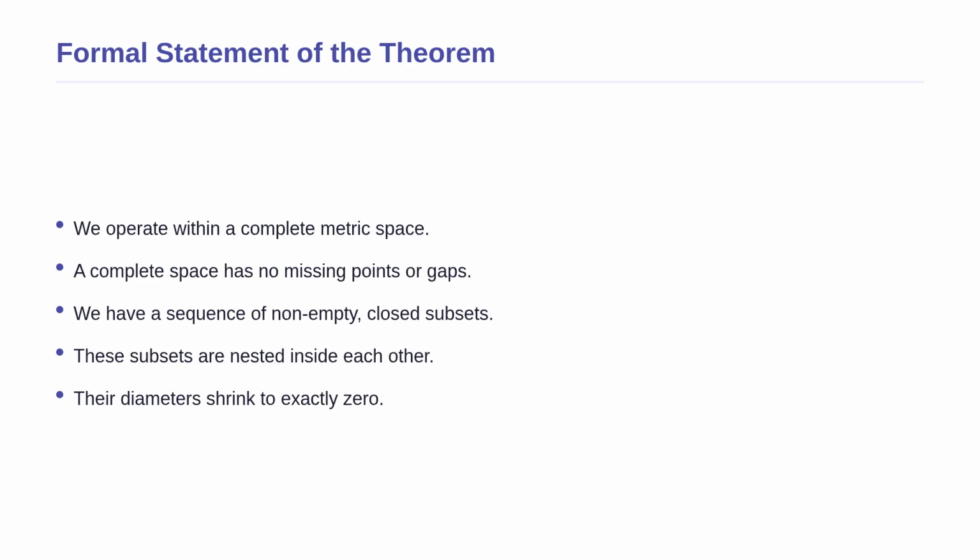It is solid. Second, we need a sequence of subsets that are closed, meaning they include their solid boundary edges, and they must be non-empty. Third, these sets must be nested inside one another. And finally, their maximum width or diameter must shrink to zero. If all these are met, their intersection contains exactly one point.